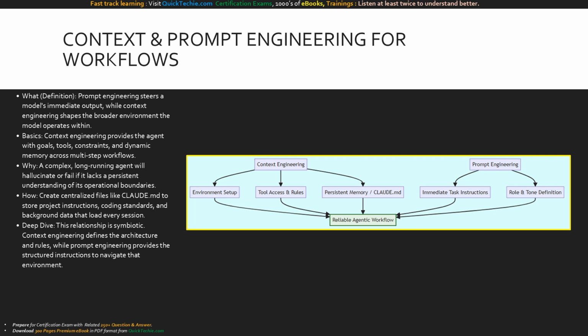This flowchart illustrates the convergence of our two engineering disciplines. On the left, context engineering sets up the environment, tools, and persistent memory. On the right, prompt engineering defines the immediate task instructions and the AI's role. Both disciplines merge at the bottom into the green node, producing a highly reliable agentic workflow. You absolutely cannot have sustained automation without combining both.